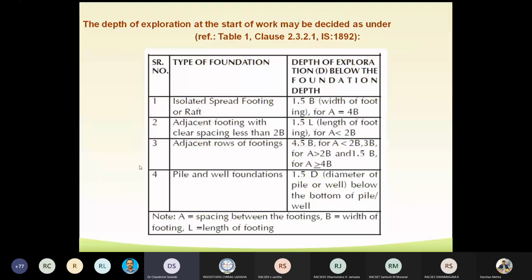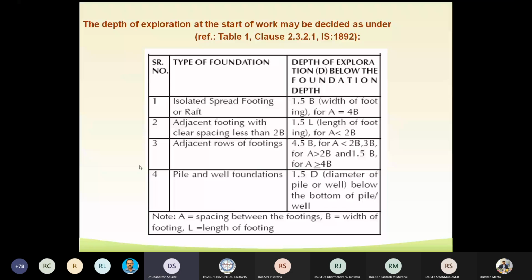The depth of the exploration at the start of the work may be decided as under. Some of the guidelines are given in IS 1892. In case of isolated and raft foundations, the depth of exploration is 1.5 times the width of the footing. In case of pile and well foundations, this depth is 1.5 times the diameter of the pile below the depth of the pile. So these are certain criteria given in IS 1892 to decide the depth of the explorations for the different structures.